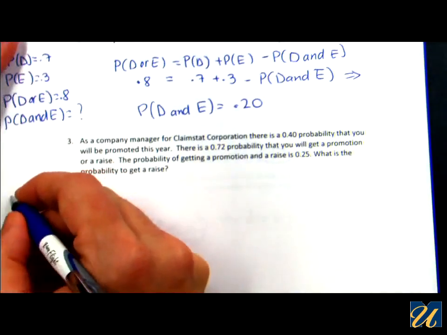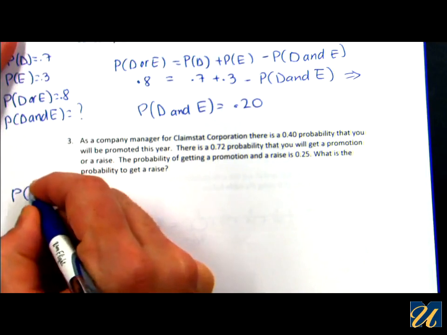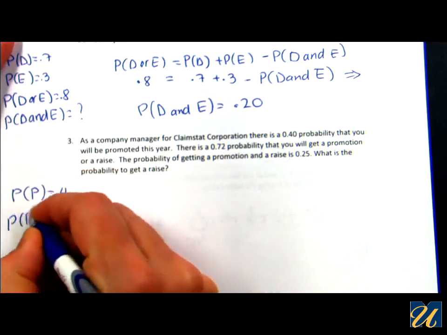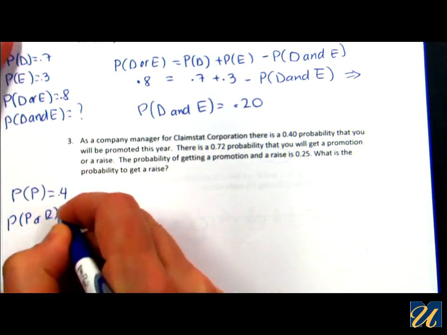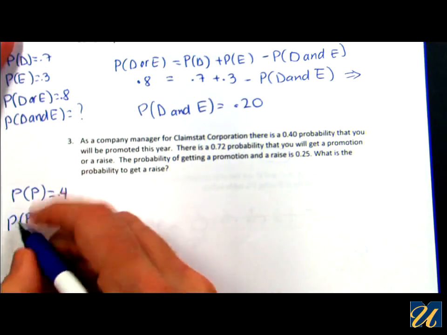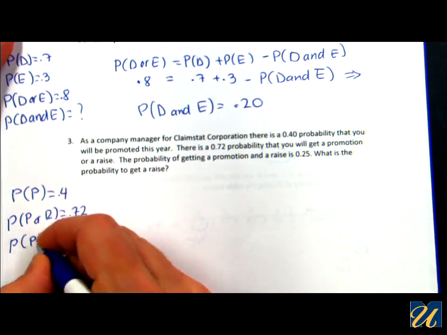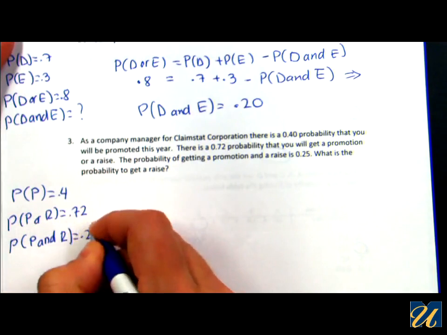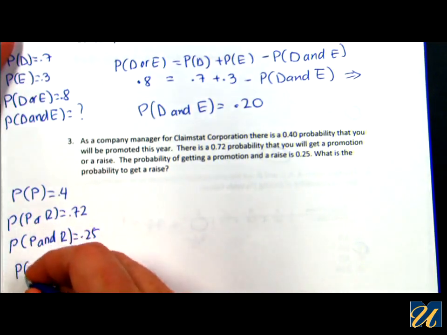So, what do we have? Probability to get promoted is 0.4. Probability of getting promoted or getting a raise is 0.72. The probability of getting promoted and a raise is 0.25, and I'm looking for the probability of getting a raise.